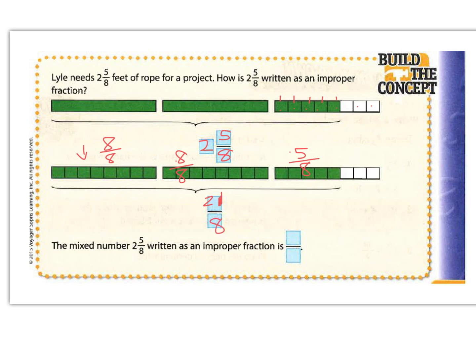Let's just count to double check. I'm going to change colors here so that we can see it. So we have 1, 2, 3, 4, 5, 6, 7, 8, 9, 10, 11, 12, 13, 14, 15, 16, 17, 18, 19, 20, 21. So we have 21/8. So that means that the mixed number 2 5/8 written as an improper fraction is 21/8.